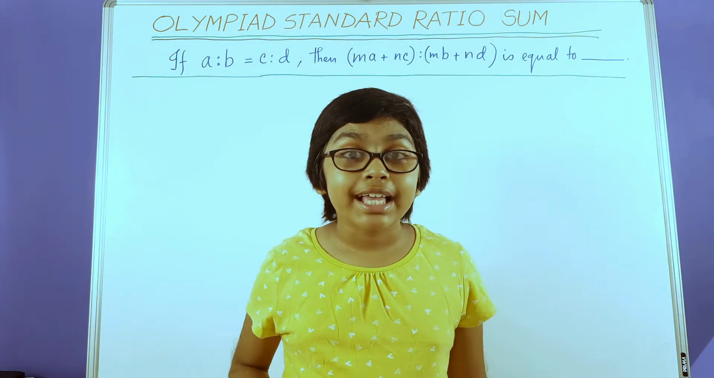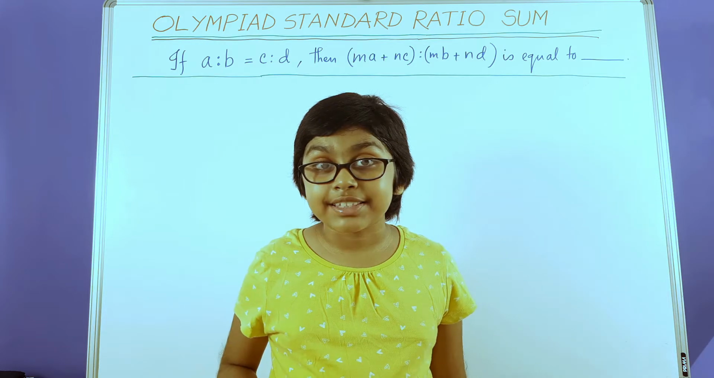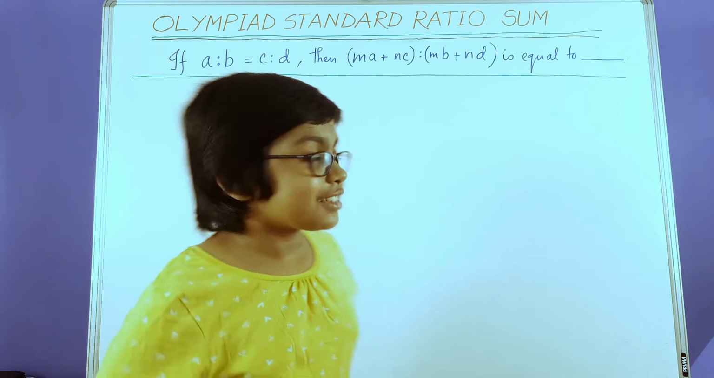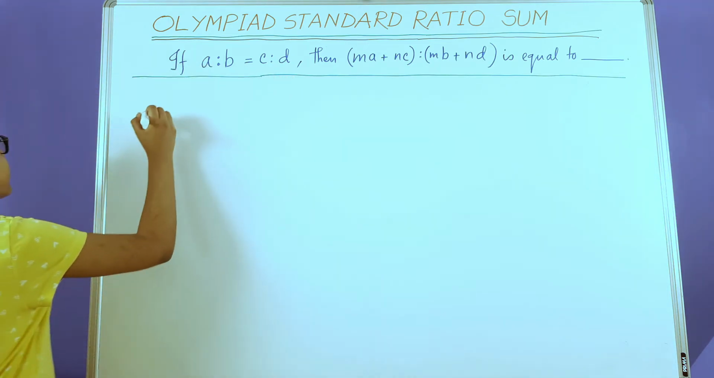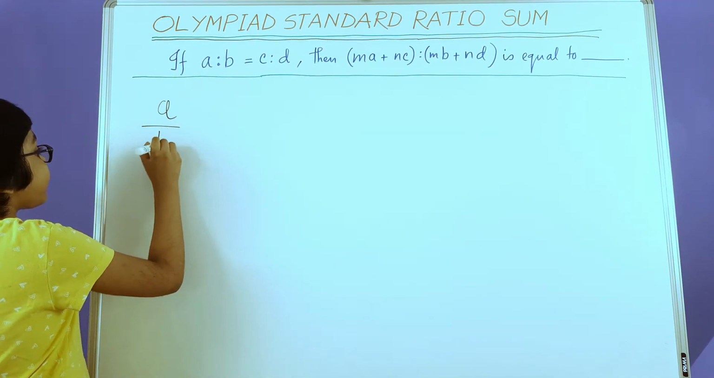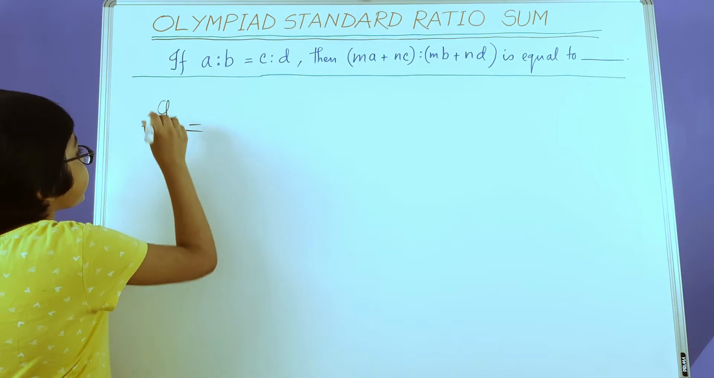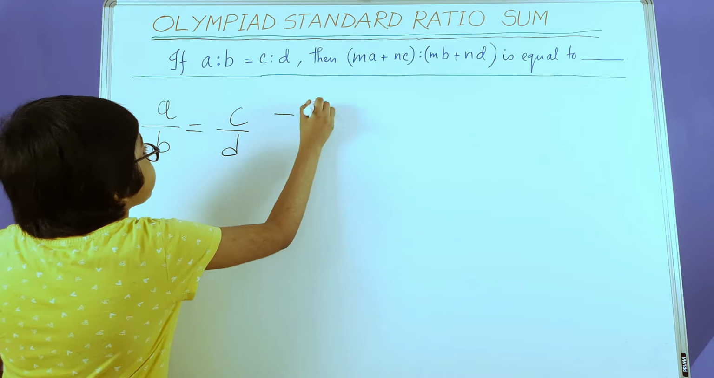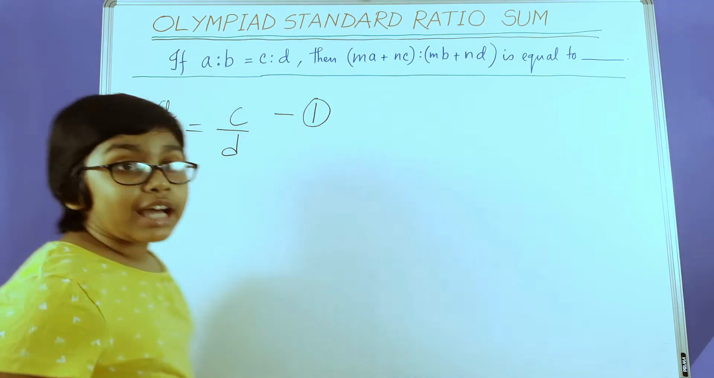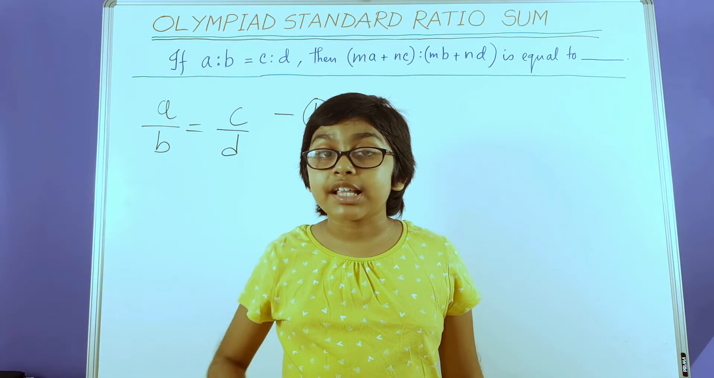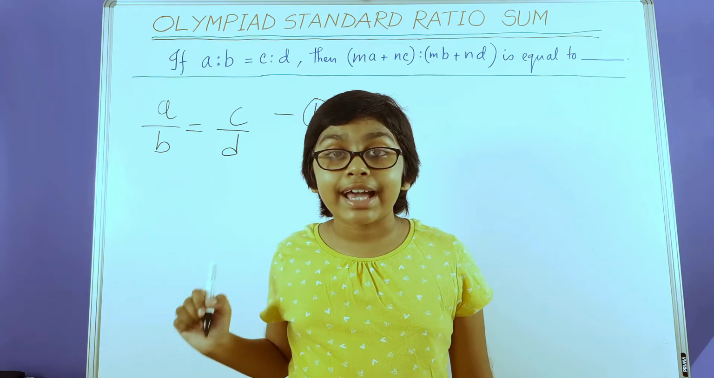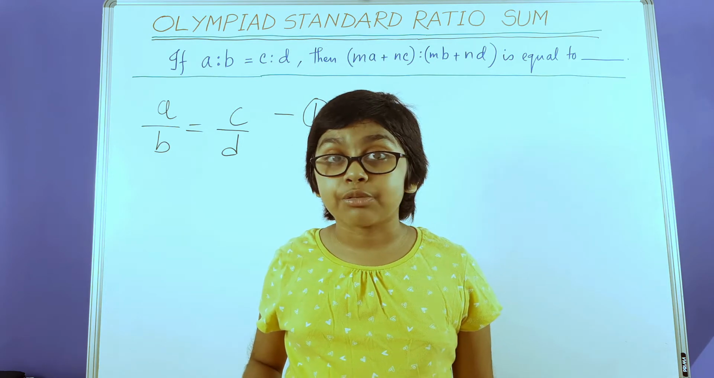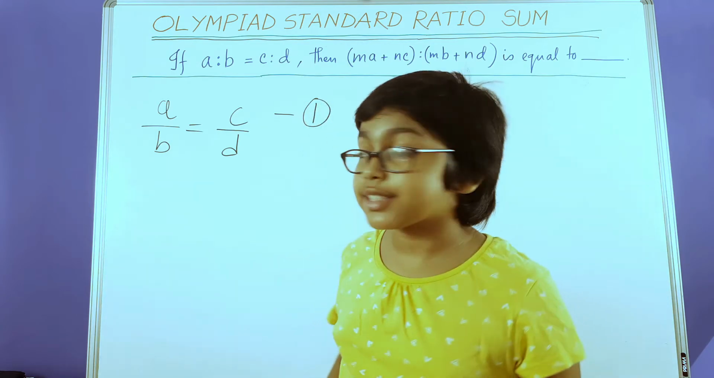Now, this sum has a lot of tricks and ways to finally reach the answer, so watch till the end. Here, our first fact is A by B equal to C by D. We're going to mark this fact as 1, because later on in this sum, this fact will play a very important role, and that time we need to write it's from 1, hence.